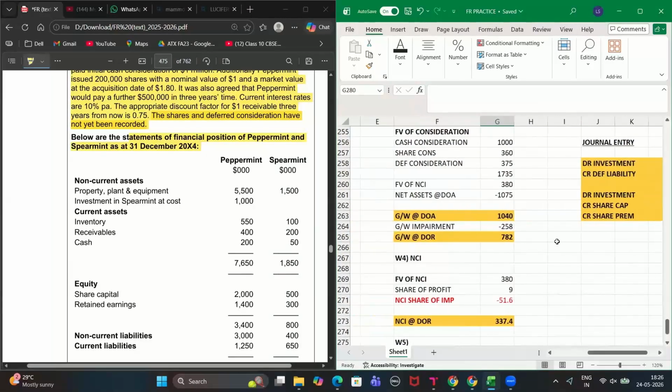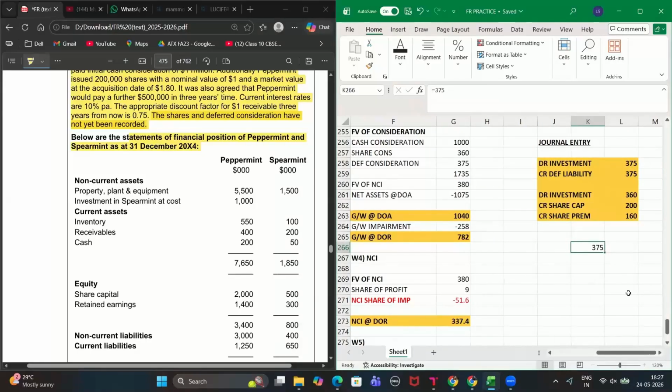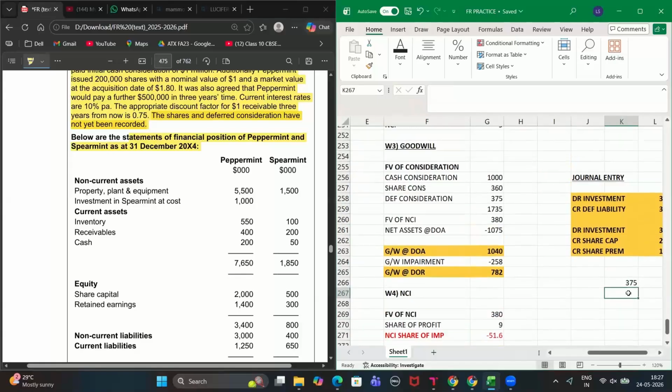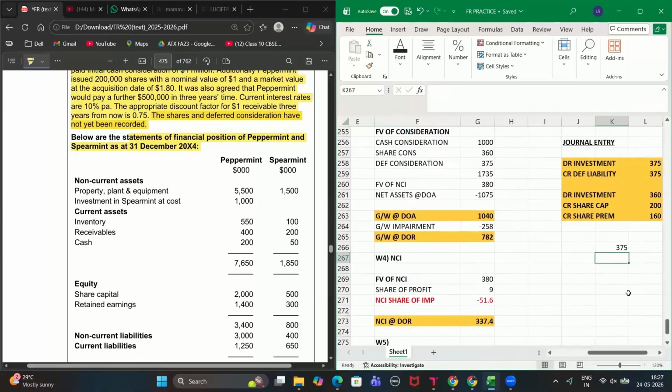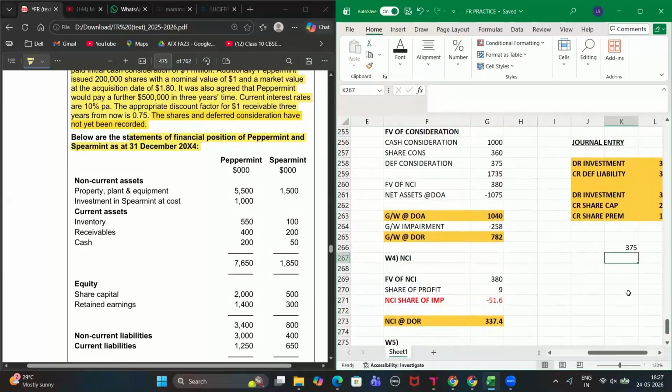What is the deferred consideration? It is 375, right? So when are we giving this? It's after 2 years, right? The reporting date is after 2 years. After acquisition, when are we preparing this consolidated statement?